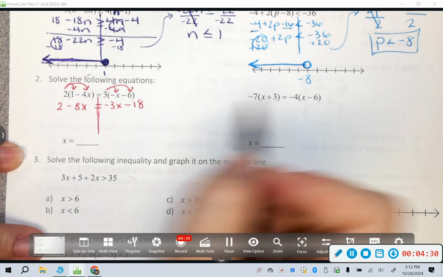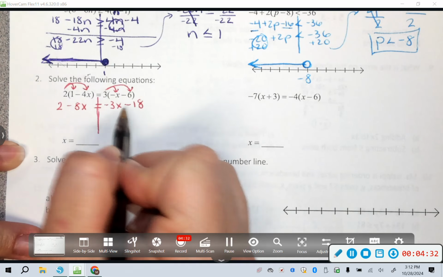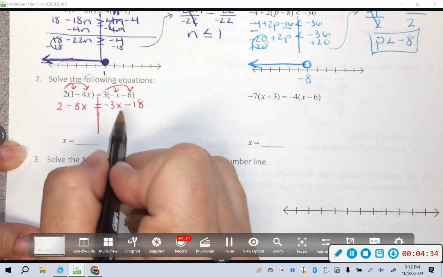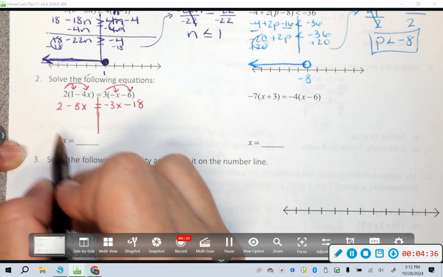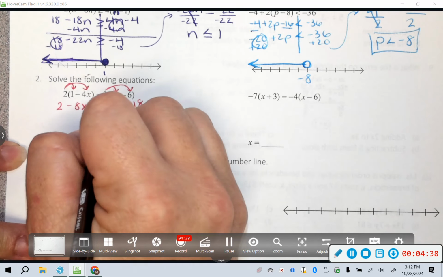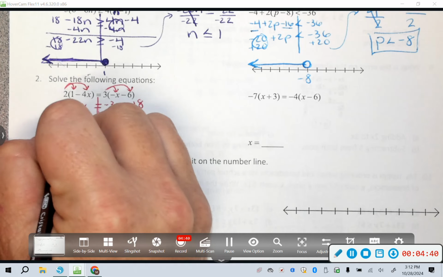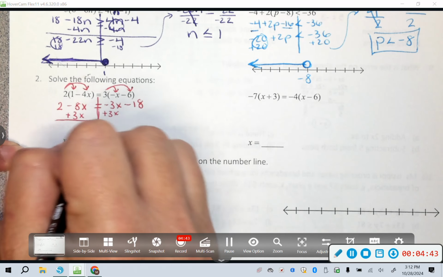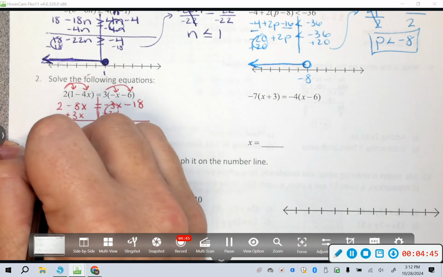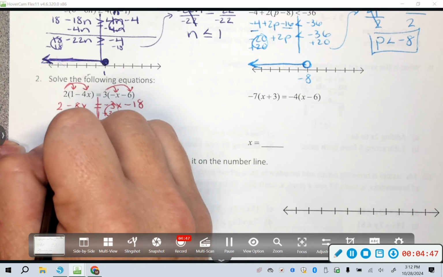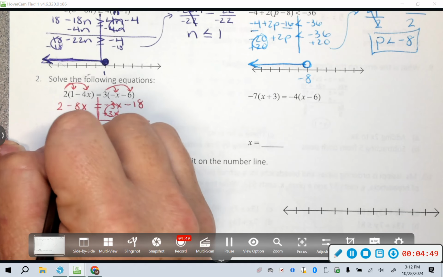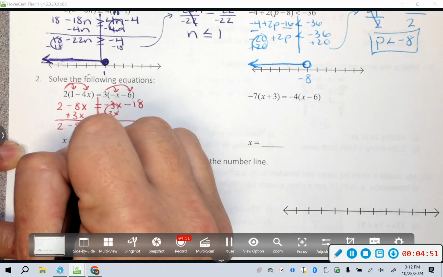So just like we said before, I can't combine these and I can't combine these. They're not like terms. So I need to move my variables to one side and my numbers without variables to the other. So I'm going to add 3x to both sides. That gives me 2. Bring down that. Negative 8 plus 3 is negative 5. Don't forget your x.